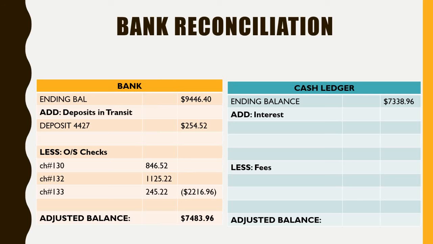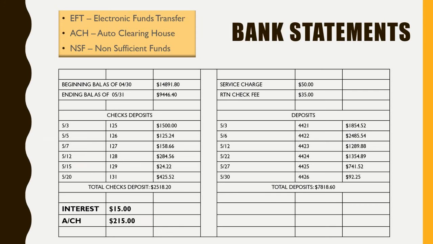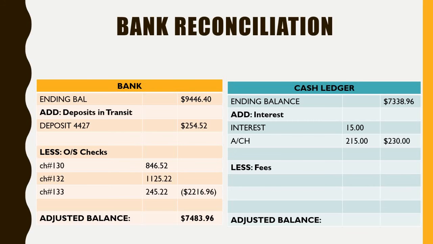The first thing is we're going to add our interest. So let's take a look at our bank statement. Now the interest is going to be including the auto clearinghouse as well. So we got $15 of interest and we have $215 worth of auto clearinghouse. So we're going to add those 2 values together to give you a total of $230 that you have to add to your cash account because it's money that you've earned.